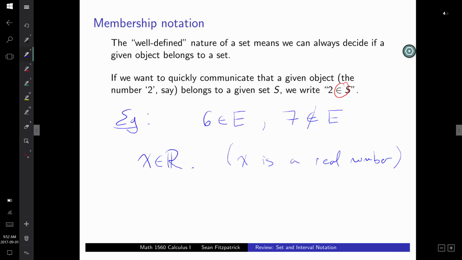Anytime you see this funny curly looking E, this is us trying to tell you that a particular number belongs to a particular set. We'll often use this for describing, let's say, solutions to equations or solutions to inequalities. We might want to write down the set of all solutions, and then I want to tell you that a particular number is a solution, and so I use this membership notation to tell you that it belongs to that set.